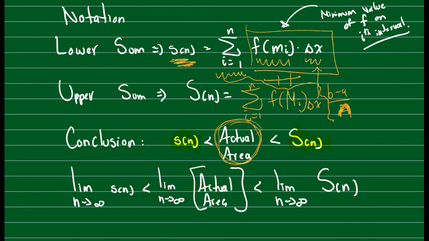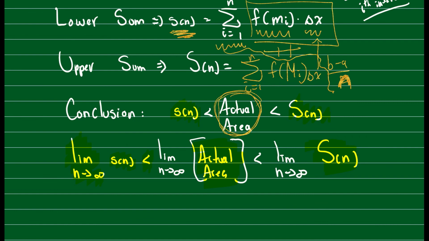And what happens if the number of rectangles that we're drawing increases? We said that the area increases in accuracy. Well, guess what? If we let the number n of rectangles increase all the way to infinity, there's a really nice math property that says that we not only get an estimate, but we actually get the actual area. So what does that become? That means that the limit of the lower sum as n goes to infinity is less than the actual area, which is less than the limit using the upper sum.